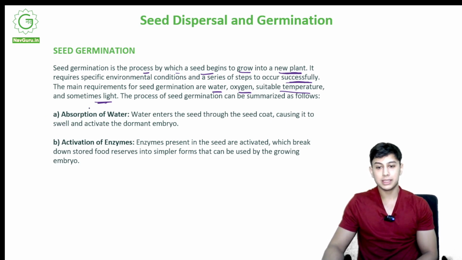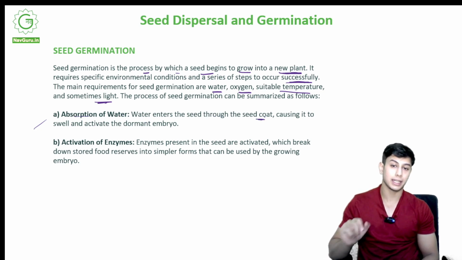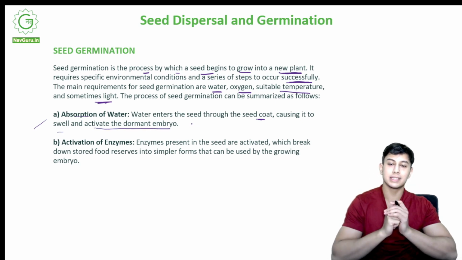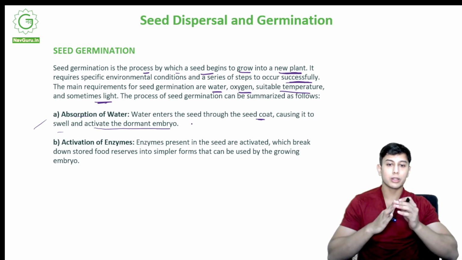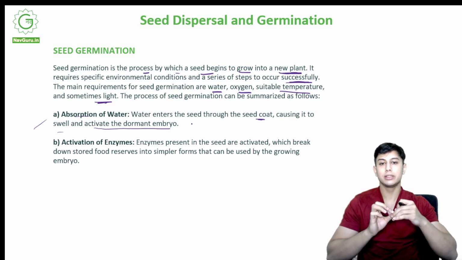The first step is absorption of water. So the first thing that happens is absorption of water. Water enters the seed through the seed coat, causing it to swell and activate the dormant embryo. So the embryo was inside the seed. As soon as water goes under the soil and reaches the seed, it passes through the seed coat, right?